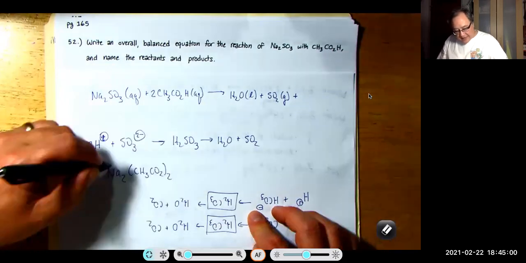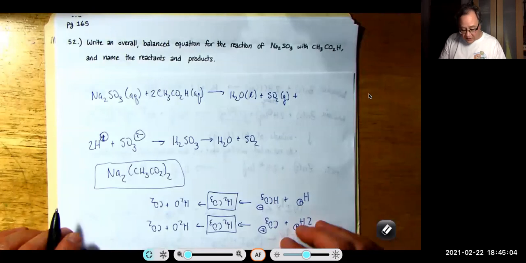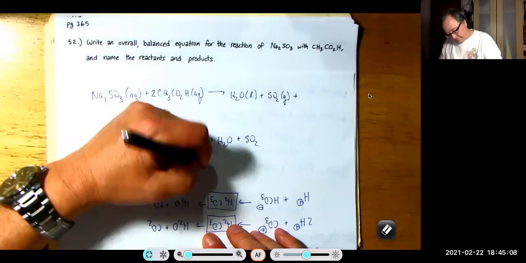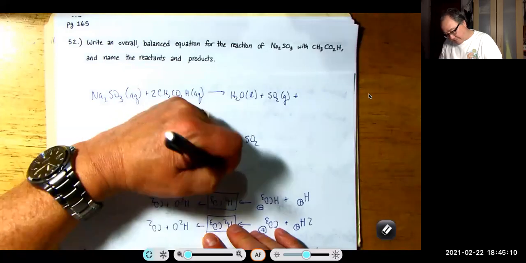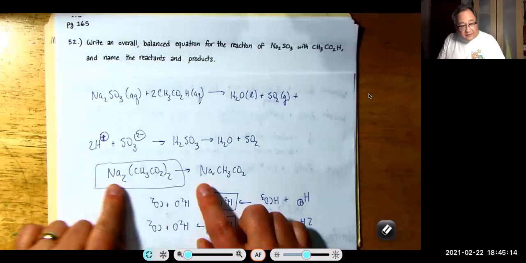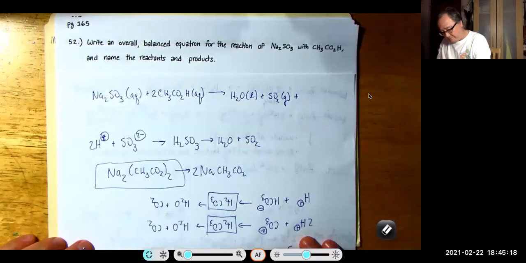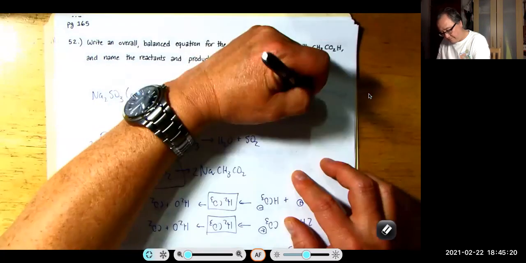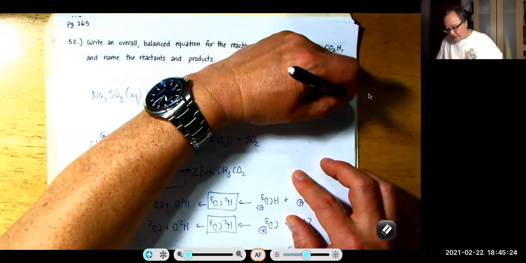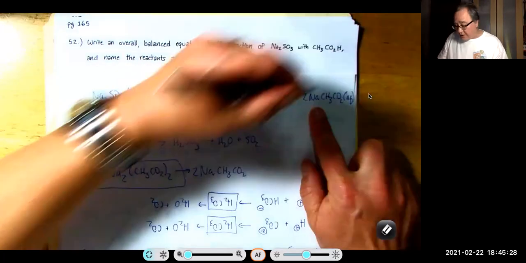Now, if we look at that, does that look like a good formula for an ionic compound? And the answer is no, because it can be simplified. But how do we account for having 2 of these and 2 of these? And the answer is you write a 2 in front. And of course, it's aqueous because of the sodium ion or the acetate ion.